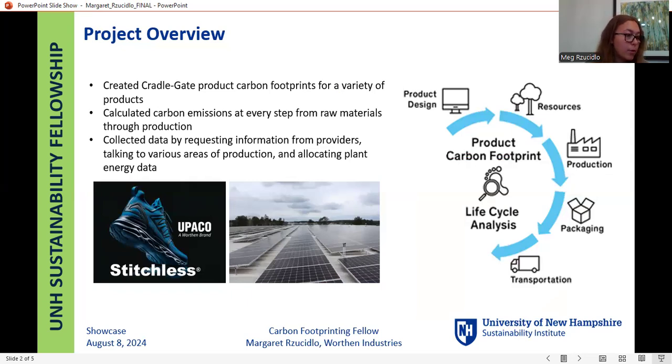I collected data by requesting information from providers, talking to various areas of production, and allocating plant energy data. By speaking with so many different people and collecting all of the necessary data, I got a much better understanding of the entire process of production.